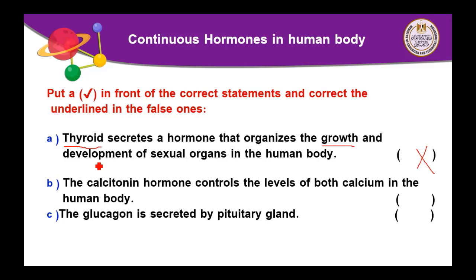Number B. The calcitonin hormone controls the level of calcium in the human body. This statement is correct. So I have the calcitonin hormone controls the level of calcium in the human body. The last one, glycogen is secreted by pituitary gland. Of course glycogen is secreted by pancreas. So this sentence is wrong. So I will remove pituitary and put pancreas. Okay, and here instead of thyroid I will take pituitary gland.